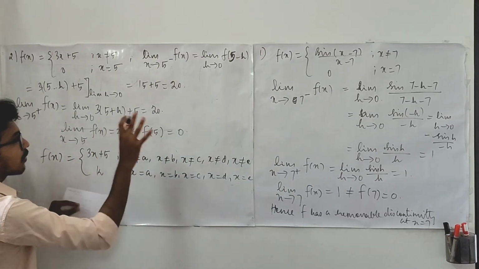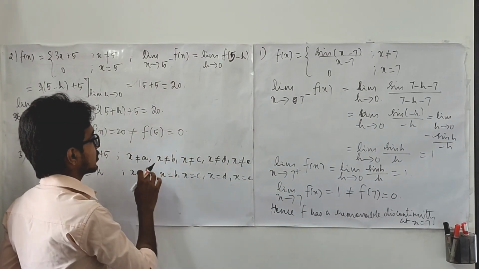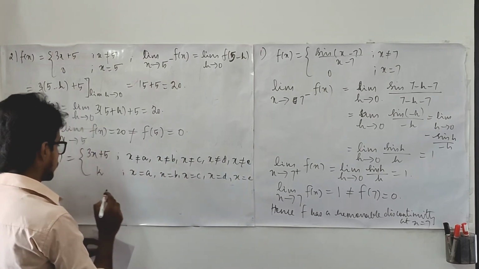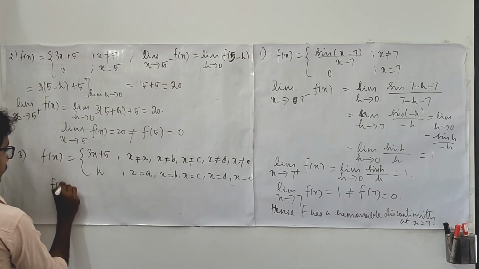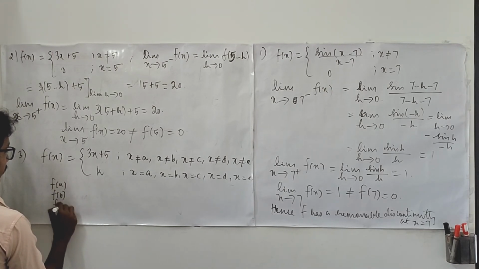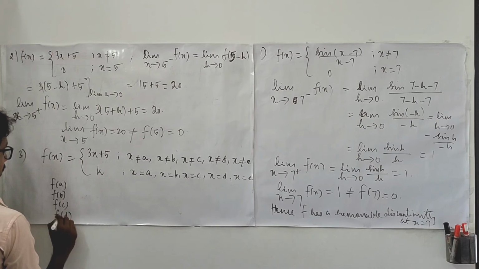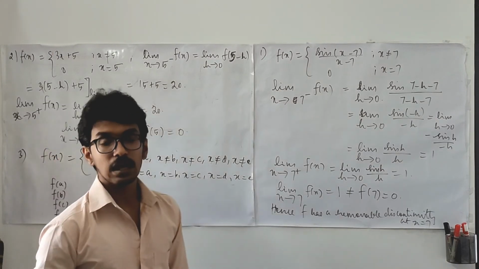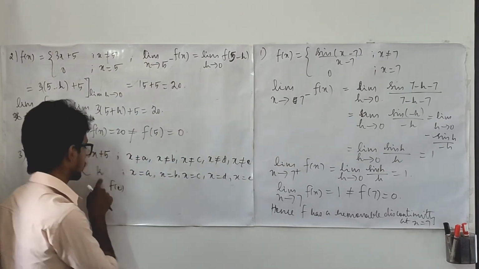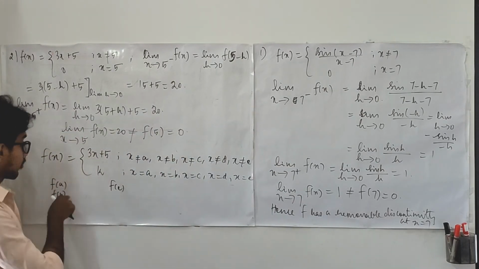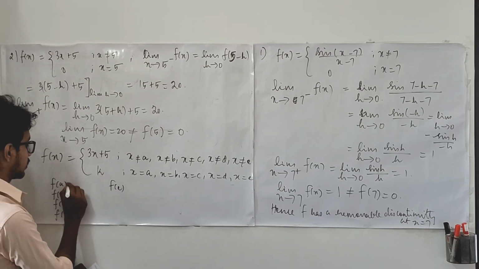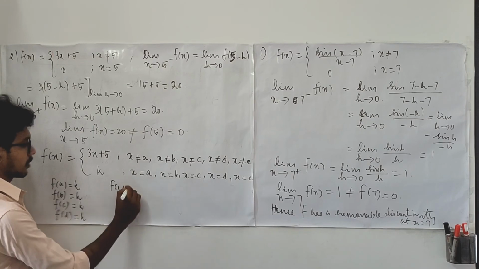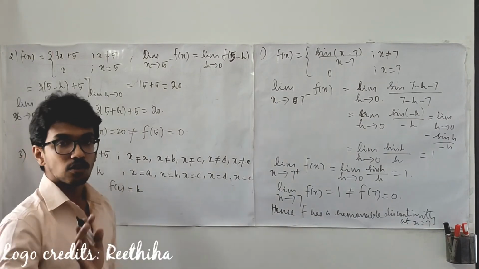So what are we trying to say? The function has a removable discontinuity at all these points. Therefore, f of a, f of b, f of c, f of d, and f of e, these 5 values have to be different from the limit. Actually these 5 values are all k. This is how we are defining it, right?